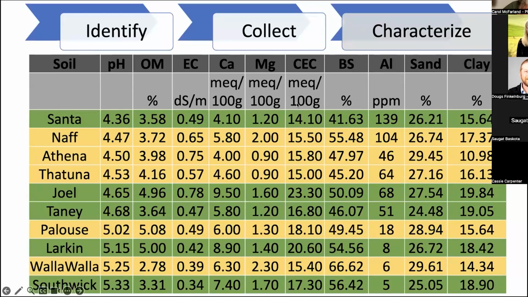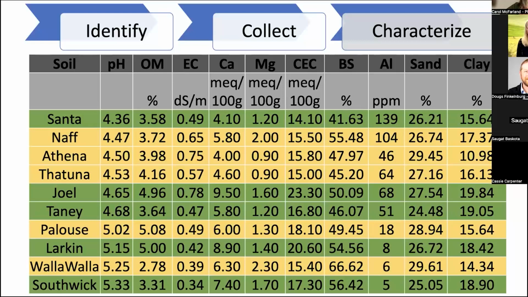And yeah, as I mentioned previously, we found soil pHs as low as 4.36, and aluminum levels correspondingly as high as 139 parts per million. You can see, even with the organic matter rates, 3.5, we've got base saturation of just over 41%.